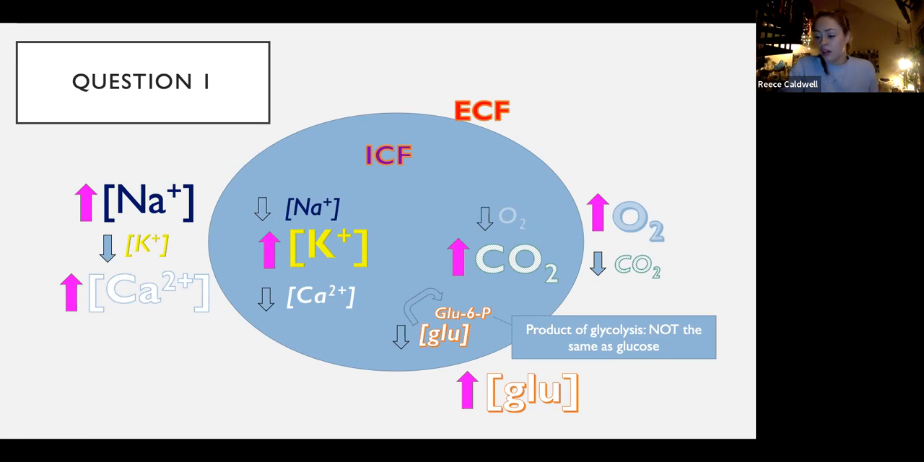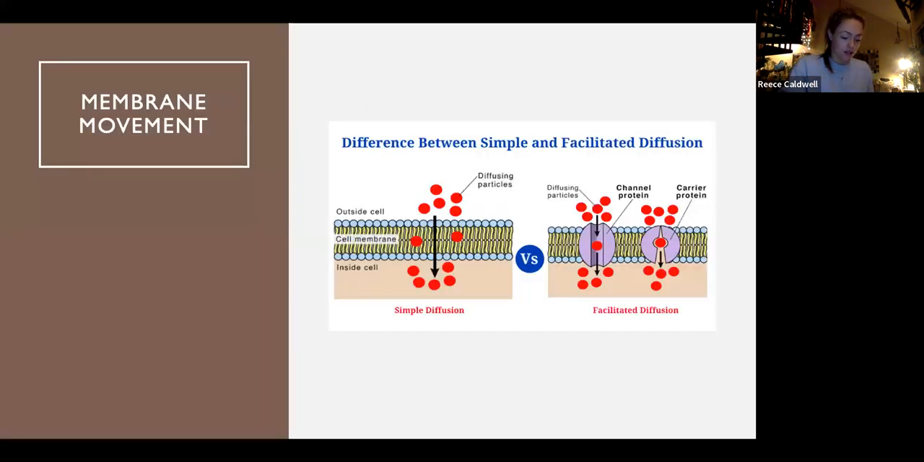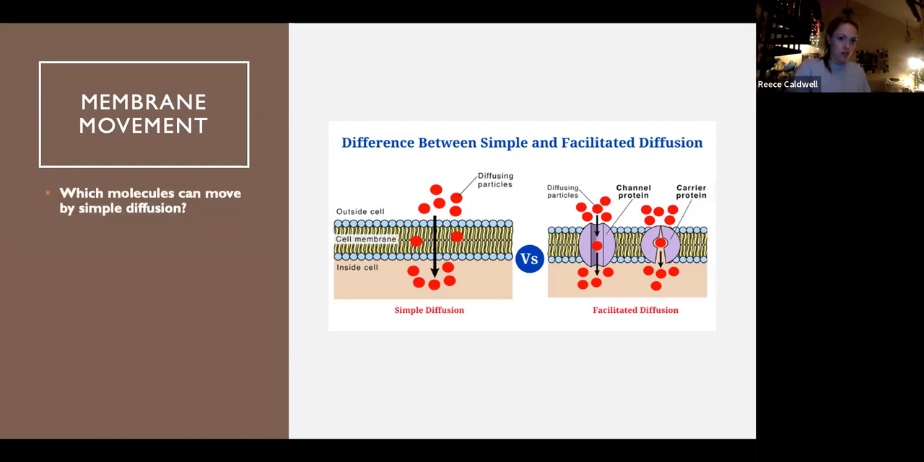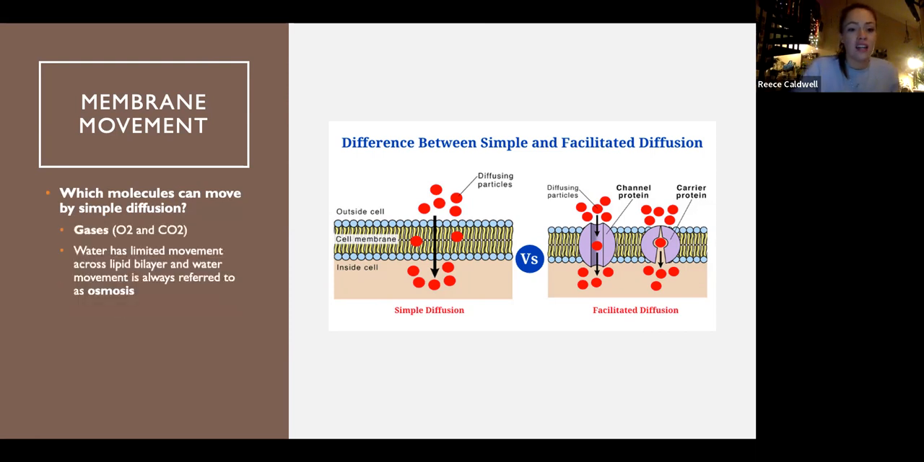So let's move on to B and C. These are still referring to our membrane movement. The first thing we're asked is which molecules can move by simple diffusion? The answer to this is our gases, oxygen and carbon dioxide. Water can also sometimes move by simple diffusion. However, we call that osmosis. So osmosis is a form of simple diffusion, but it is not simple diffusion. It deals with water specifically.